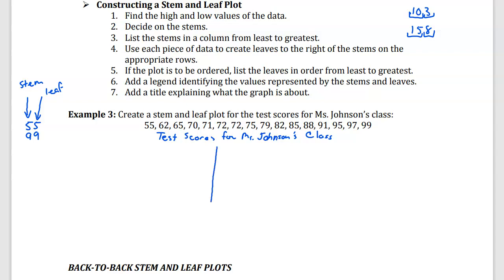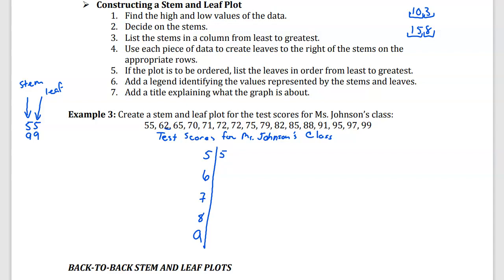So I'm going to draw a vertical line, and I have to start at 5 because that's my smallest number. Then I need to go up, increasing: 5, 6, 7, 8, and 9, because that's my largest number. Then I'm going to start with the 55, and I'm going to put the ones digit on the right side. So I'm going to put a 5 here.